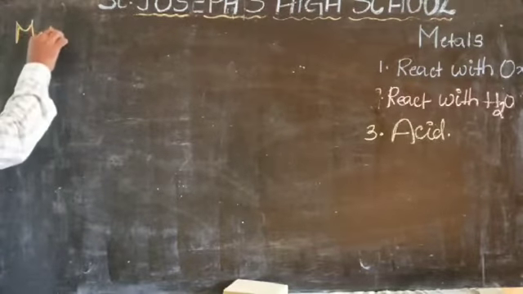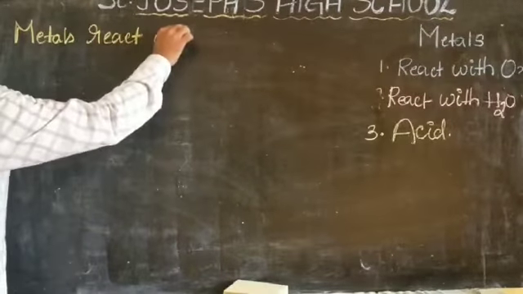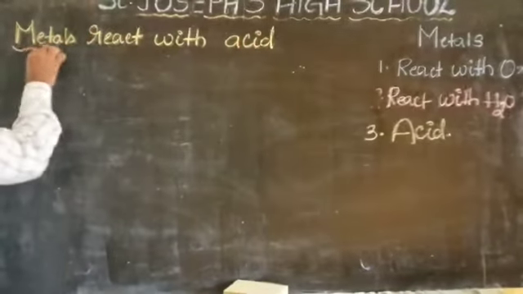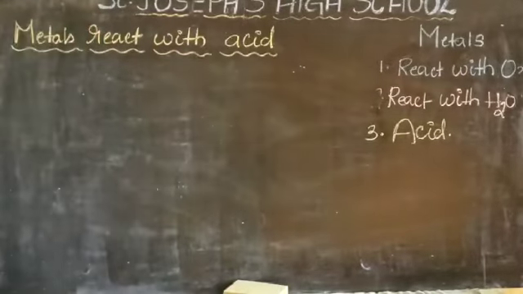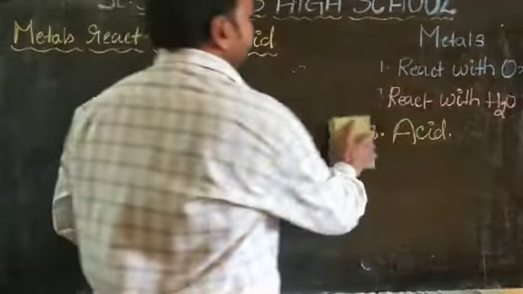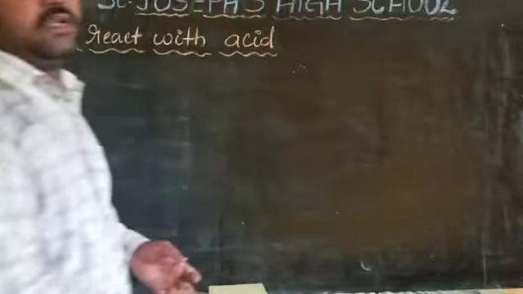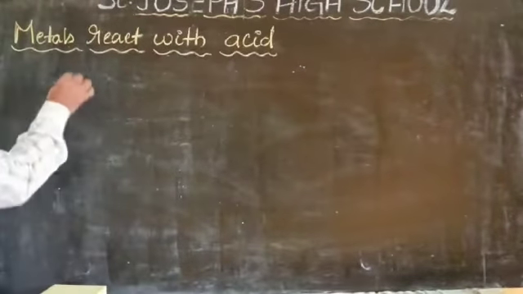Metals react with acid. In your 7th class, you already learned what is meant by acid and what is meant by base. Do you remember some acid names? I am writing some acid names on the board. They are very important. Compulsorily you have to learn the name and formula also. One I am writing on the board. First one.